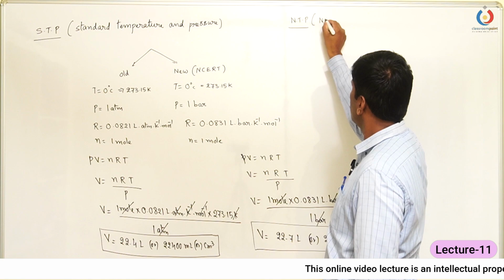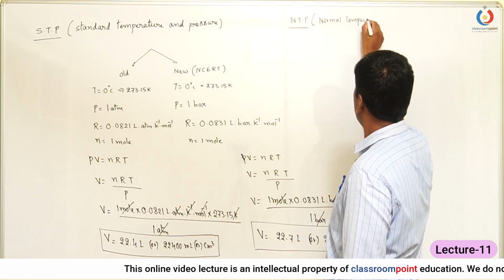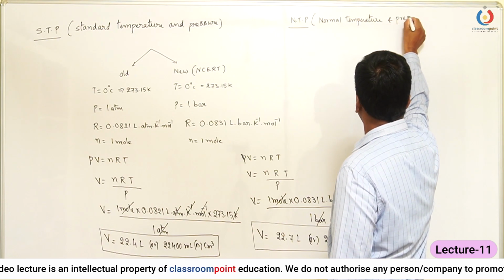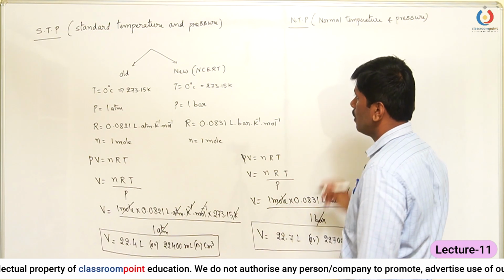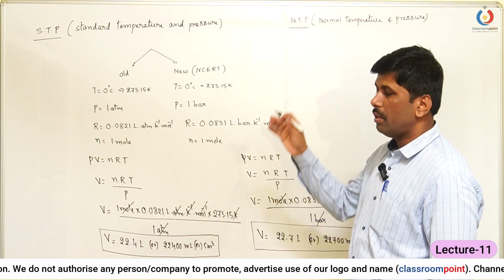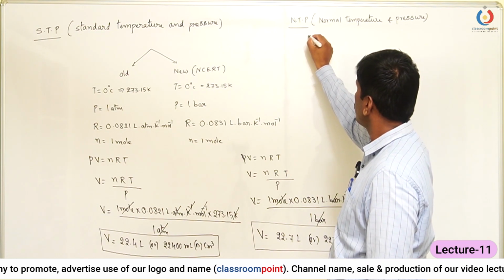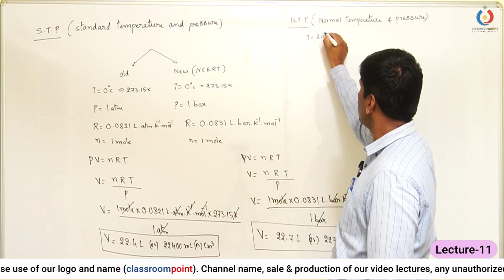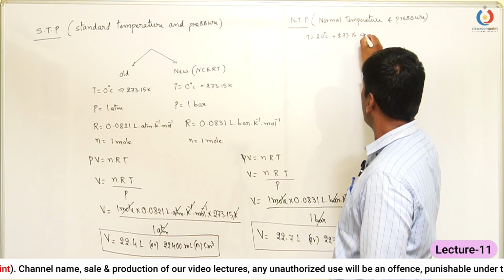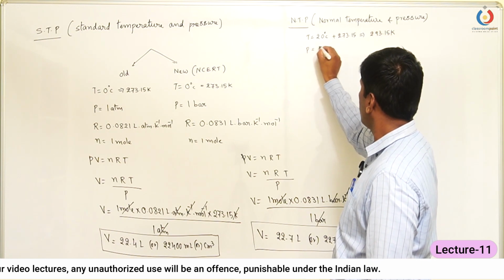NTP stands for normal temperature and pressure. NTP and STP both are not the same. There is a difference in the temperature values. In NTP conditions, temperature equals 20 degrees centigrade. When you add 273.15 to this, you will get 293.15 kelvins. Pressure we take as 1 atmosphere.